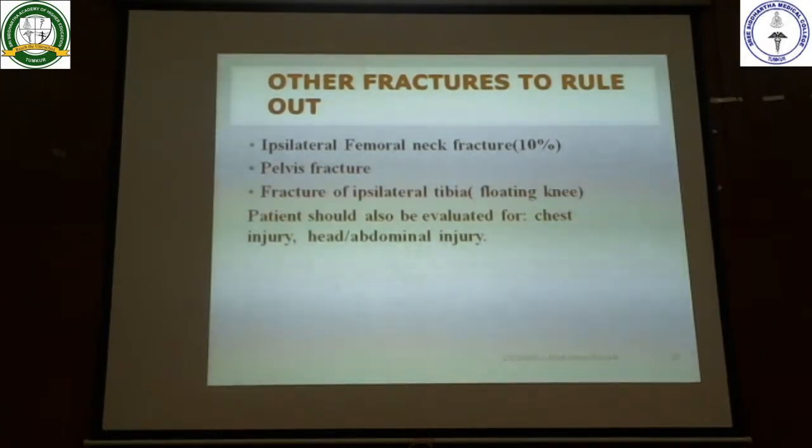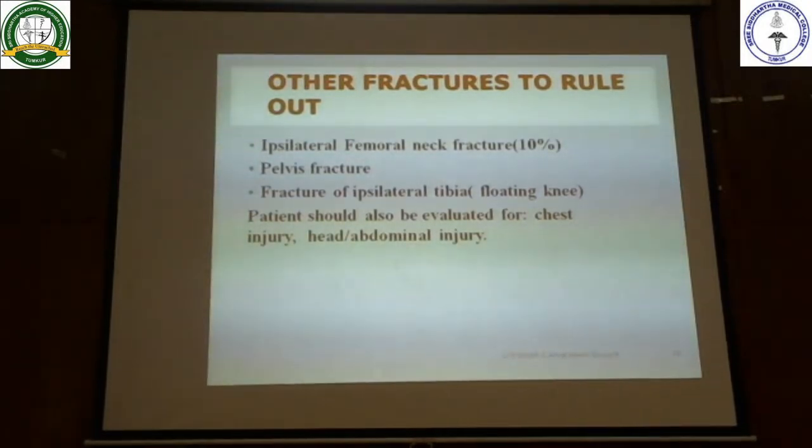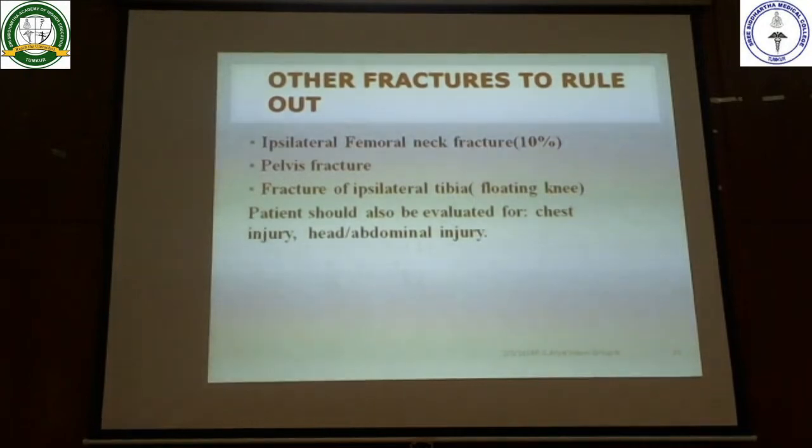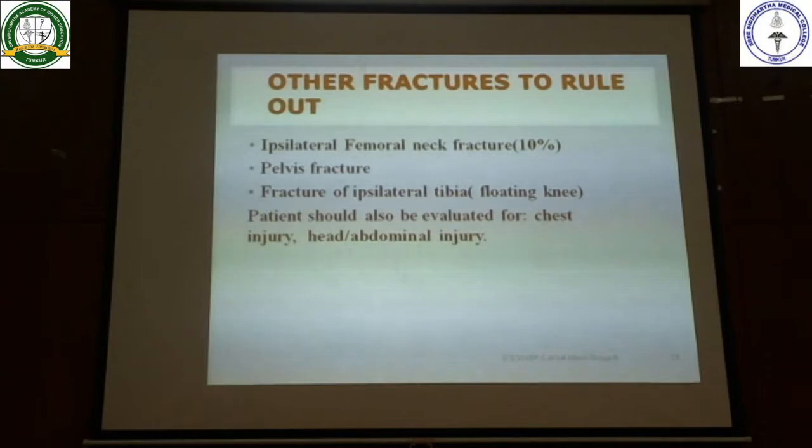Fracture of ipsilateral tibia, that is known as a floating knee. A floating knee is nothing but when the fracture shaft of femur and shaft of tibia take place on the same side, then you call it a floating knee. That term, it might be a short note or something. What do you mean by a floating knee? That is ipsilateral fracture shaft of femur as well as shaft of tibia. That is what you call floating knee.